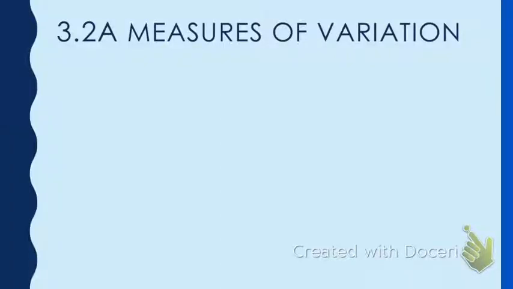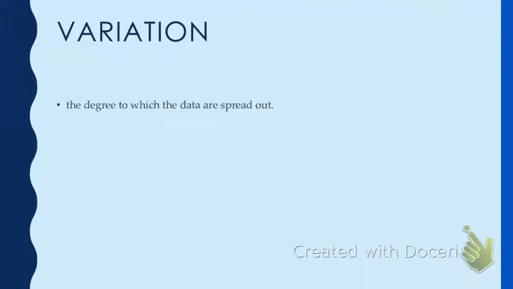In 3.1, we talked about measures of center, and what are the measures of center that we learned? Mean, median, mode, right? We learned how to calculate that on the calculator. So today we're going to talk about measures of variation, which is another word for the spread of it. Variation is just the degree to which the data are spread out, and data can be plural as well, because you may think that doesn't sound right, but data is also plural.